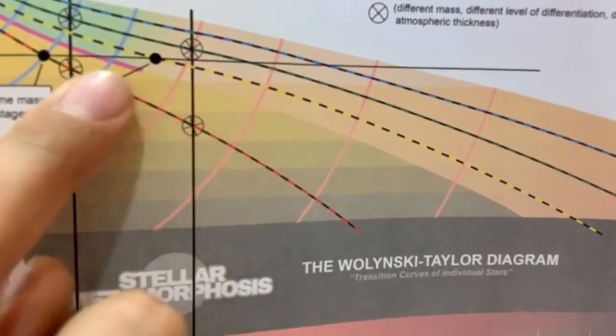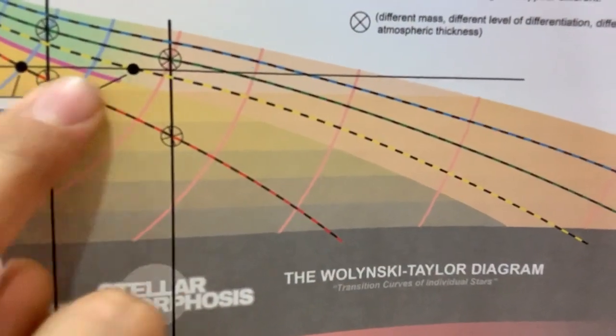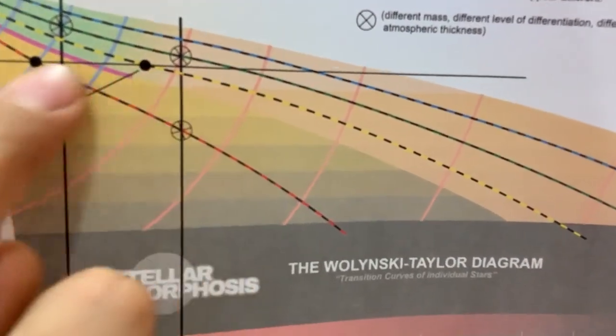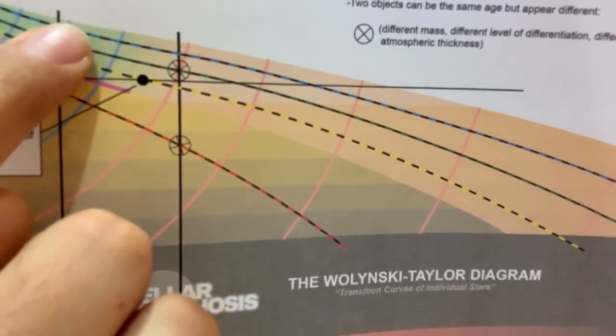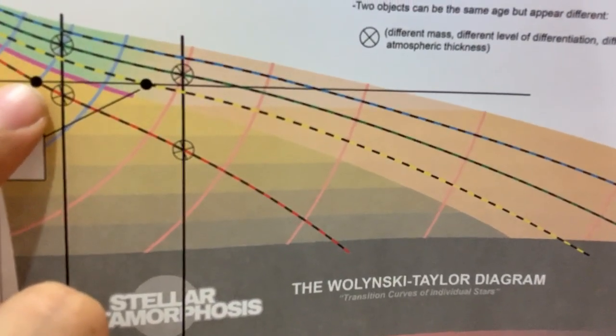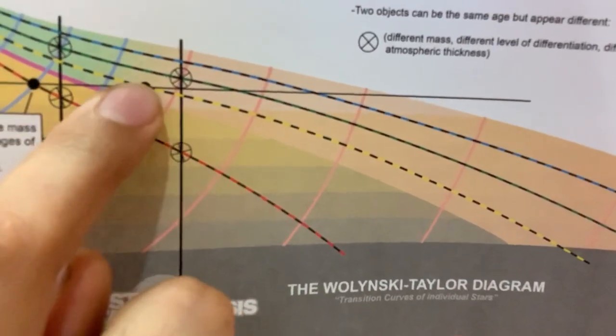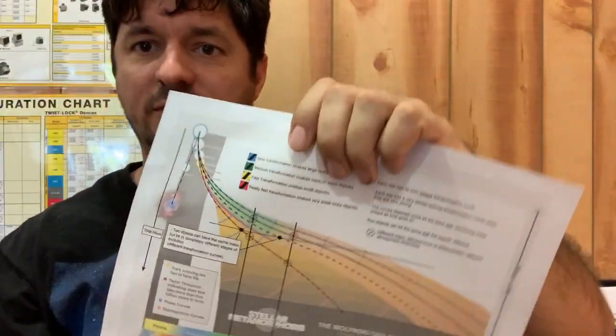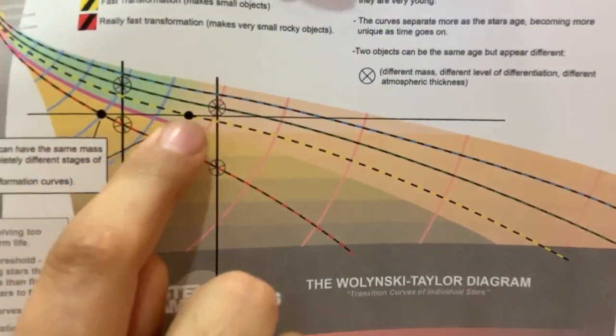You can have 2 stars on 2 different transformation curves. Now they're the same mass, but due to their position on the graph, we can see that one has evolved a lot faster than the other to get to that same mass. So they could be the same mass, but since they're on different transformation curves, they're not going to have the same level of differentiation. They're not going to have the same amount of hydrogen in their atmospheres. They're not going to have the same amount of DH ratios. All those other variables are going to be different.